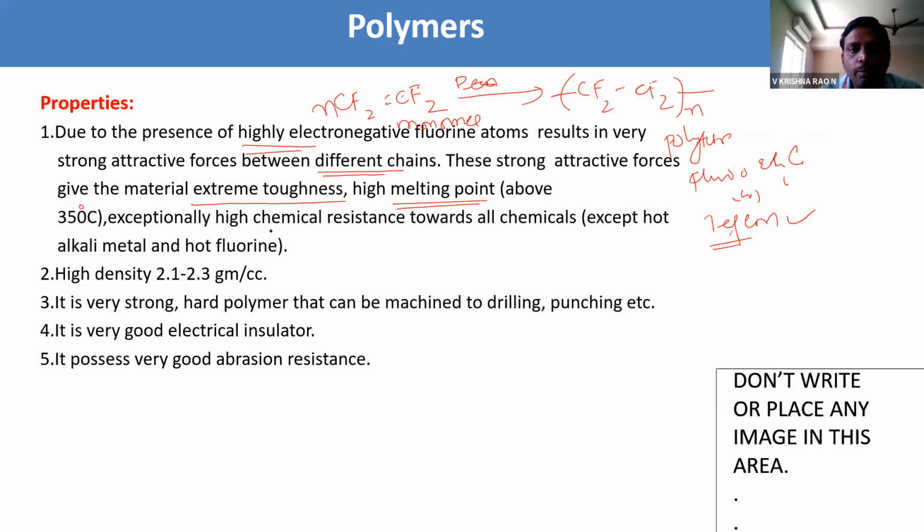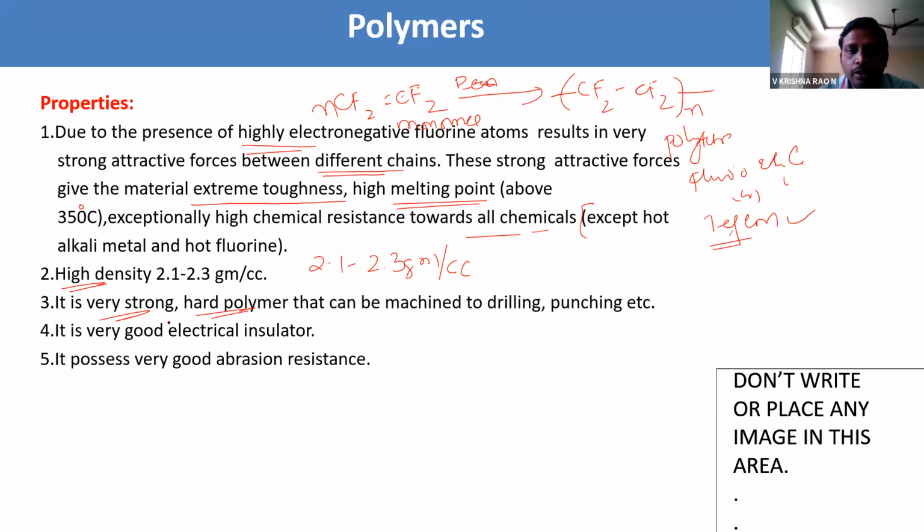It has exceptionally high chemical resistance towards all chemicals, except alkali metals and hot fluorine. The density of Teflon is high, 2.1 to 2.3 grams per cubic centimeter, and it is a very strong and hard polymer that can be machined, drilled, punched, etc.